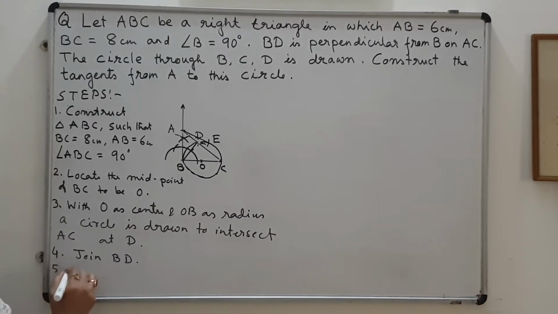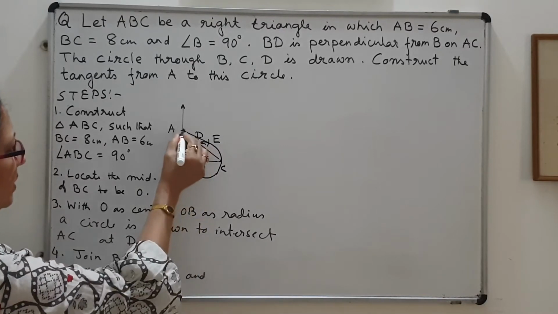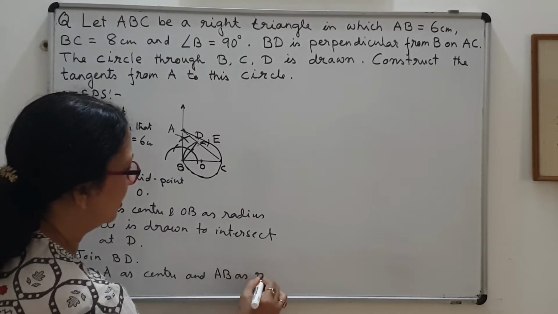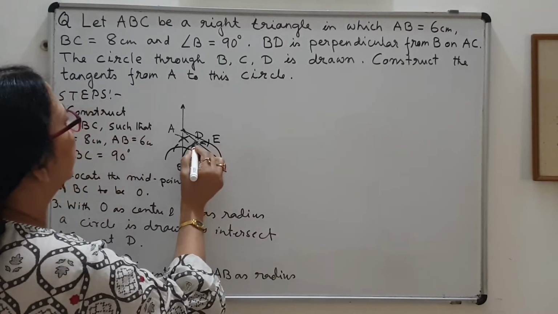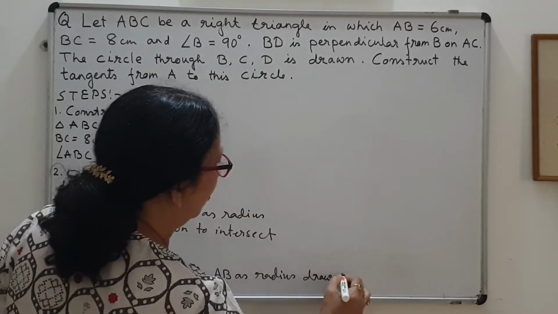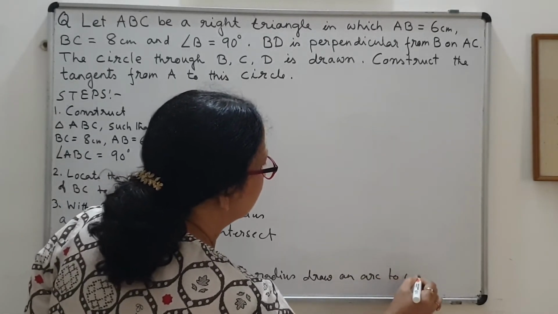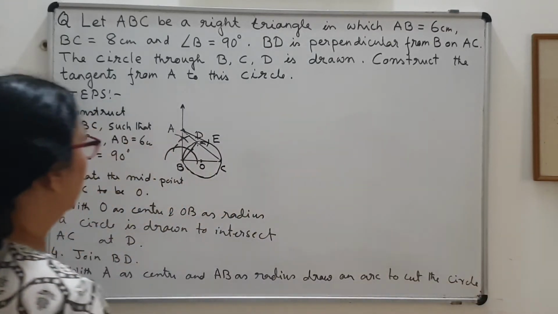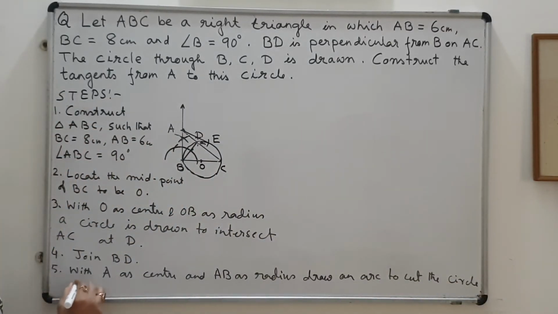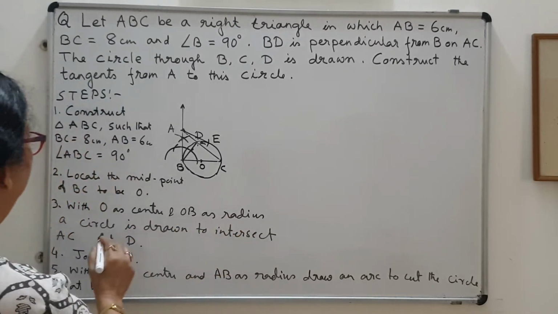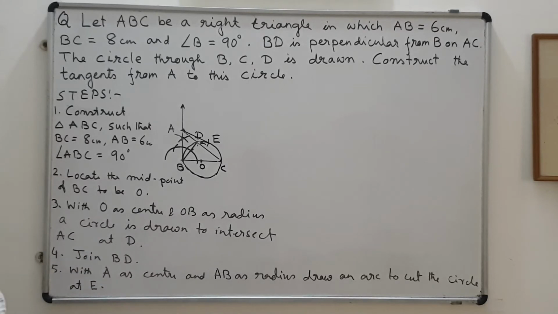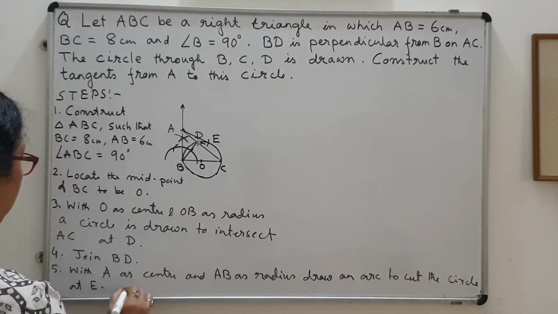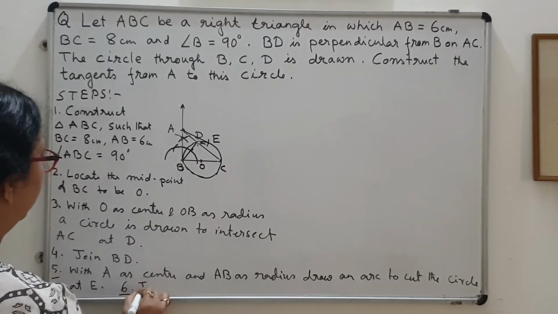Then in the fourth step, join BD. Then in the fifth step, with A as center and AB as radius, draw an arc to cut the circle at E. Join AE. Then the sixth step, join AE.